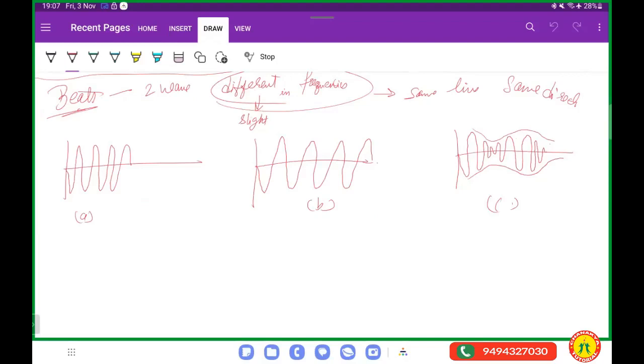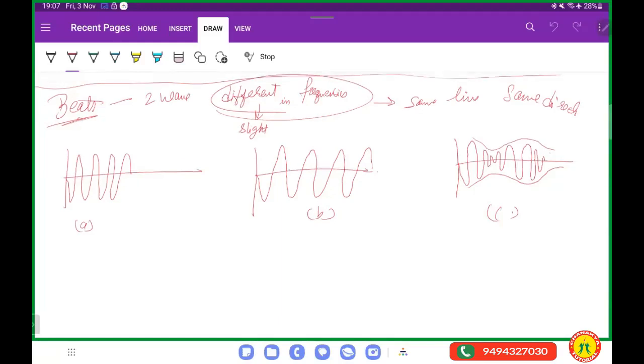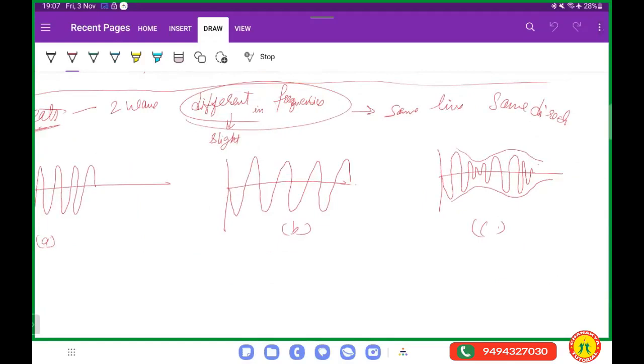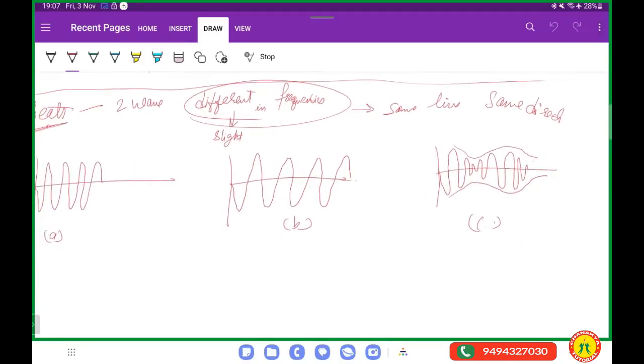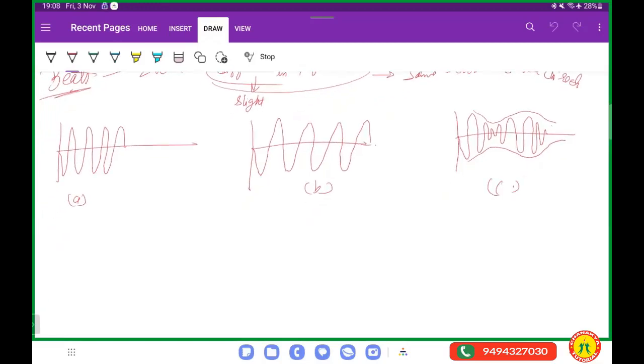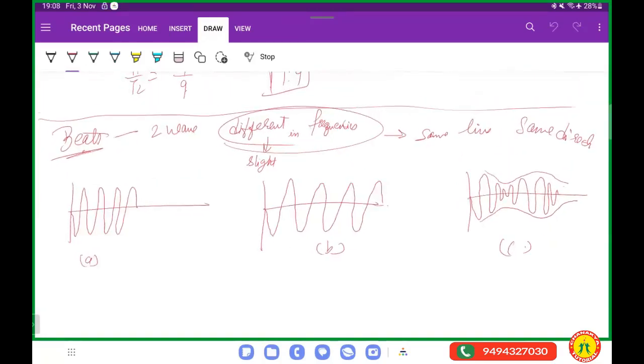Beats are what? Two waves with slightly different frequencies, traveling along the same line and in the same direction. So there will be some mixture of these. It will give you maximum and minimum values. This phenomenon of maximizing and minimizing is our beat.